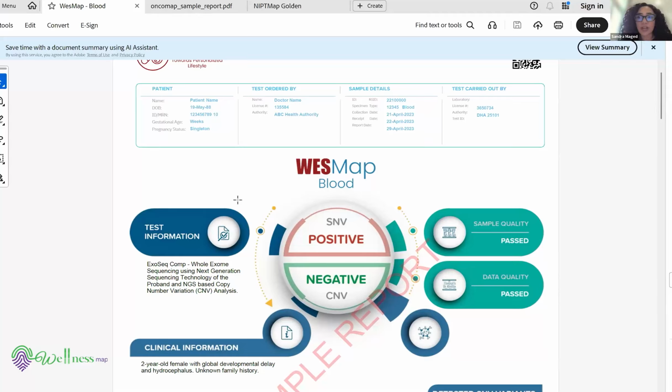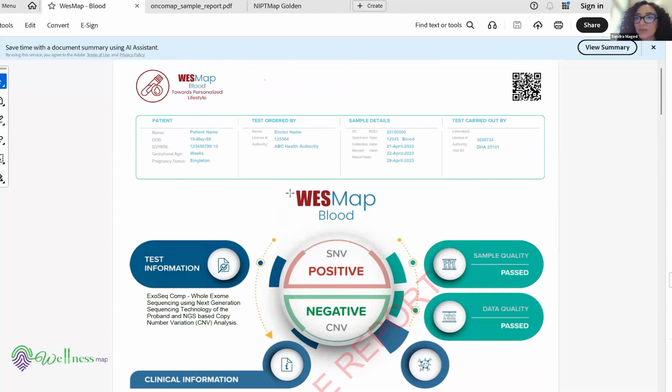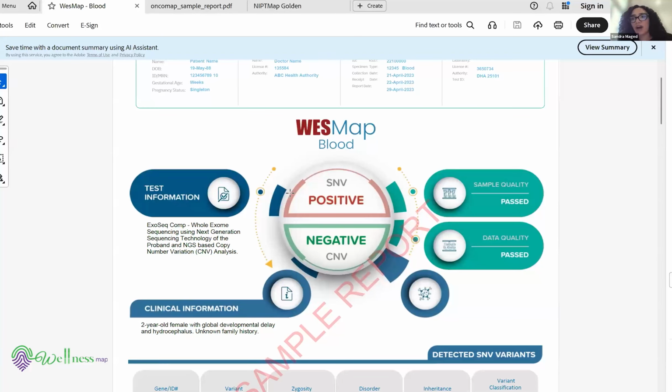We're looking at the full picture without the intronic regions, which until now are not known for what they are coding specifically. However, the whole exome is a coding region, meaning that those parts of the genes are translated into proteins that have a specific function in our body. So the first thing that we're going to see in front of us is the details of the patient, the test ordered by, sample details, etc. Then after that, we see a summary of what we've done and what we found as well.